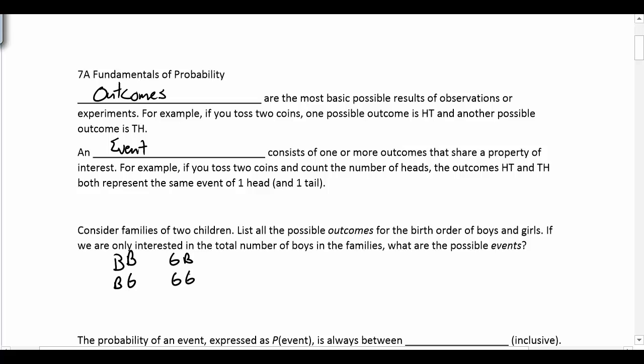Okay, now looking at this, what are the total events, or what are the types of events that can occur? I could have two boys, in which case there's one event for that. I could have one boy, in which case there are two events for that. There's the boy girl and the girl boy. And I could have zero boys. And there's only one event where that happens, and that's the event where I have two girls.